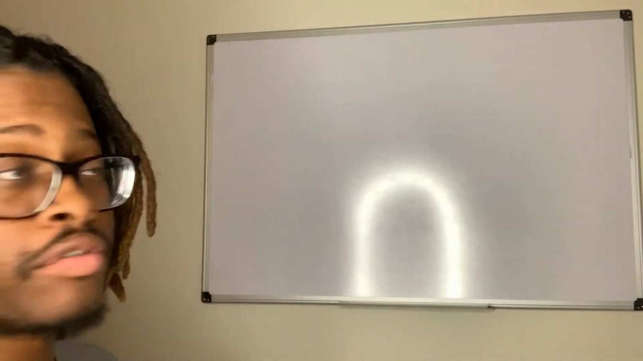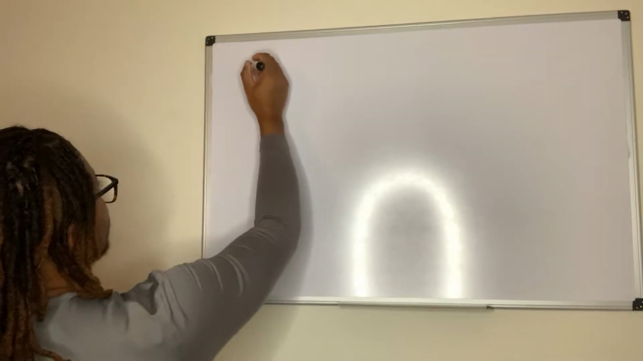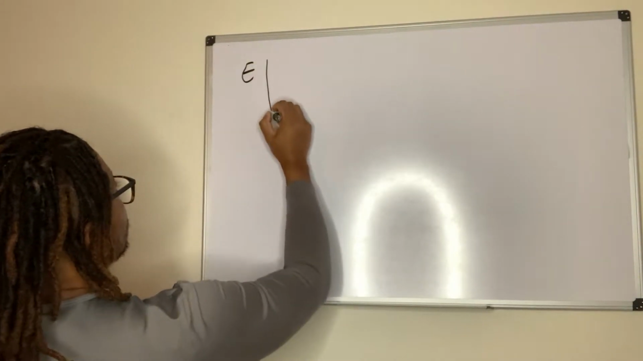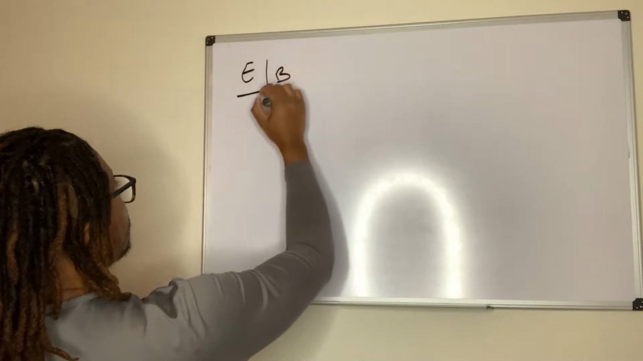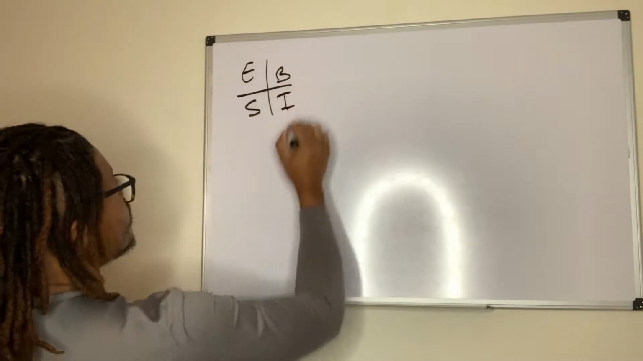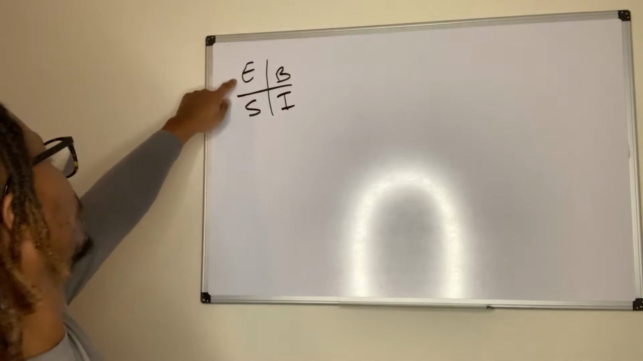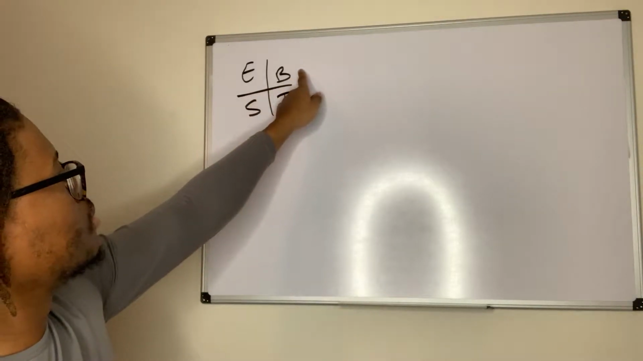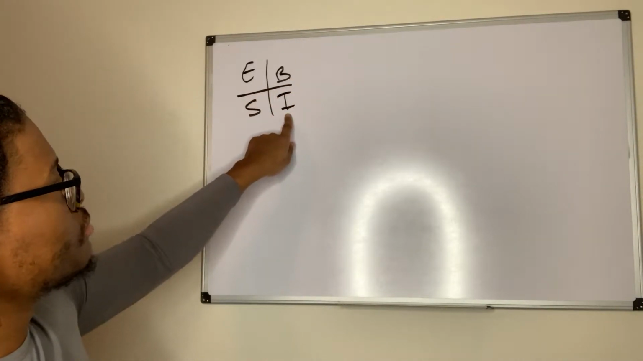So I'm going to draw the cash flow quadrant real quick. You have the E, cross. Okay. So we have employee, self-employed, business owner, and investor.